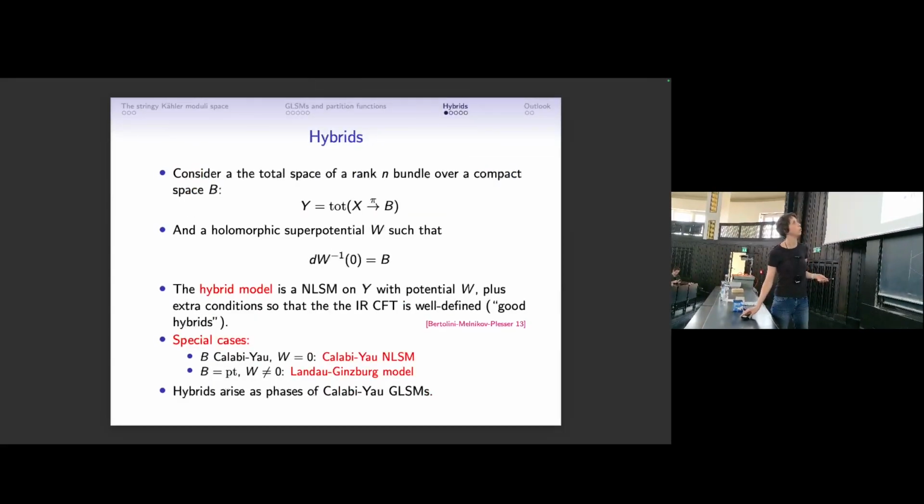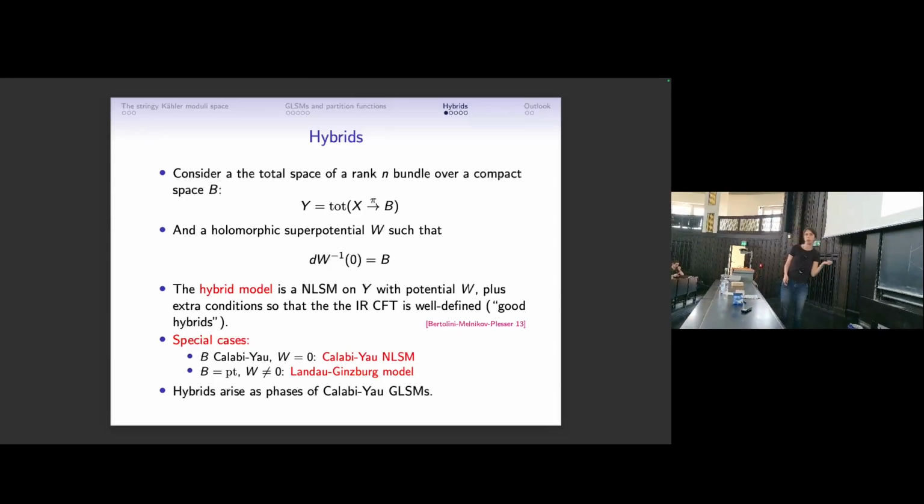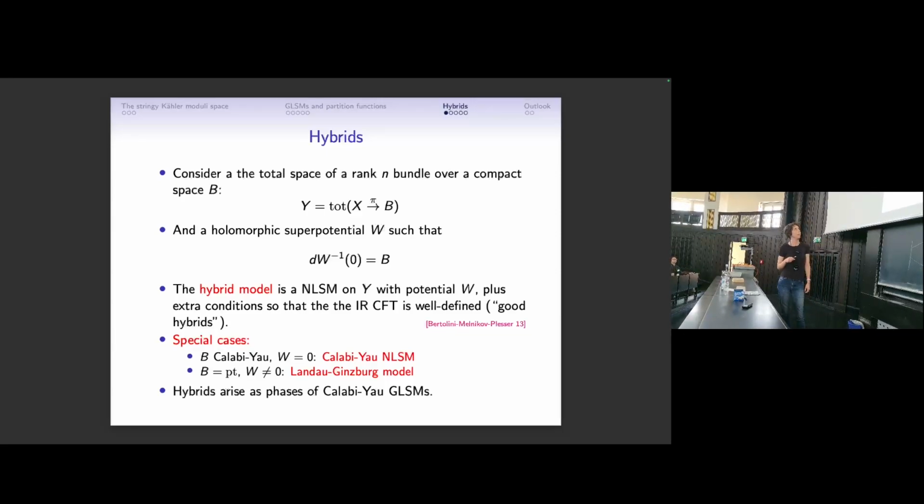So now finally, I want to give you a slide on what these hybrid models actually are and what they generalize. So the structure you have is a non-compact space. You have a compact base manifold, so you can picture that to be a P^n, for instance, and you fiber some rank n bundle over it. And in addition to that, you choose a holomorphic function, which will be a superpotential that is subject to the condition that its critical set is this compact space. And the hybrid model itself is a nonlinear sigma model on Y.